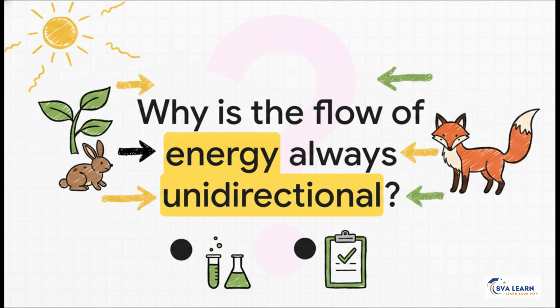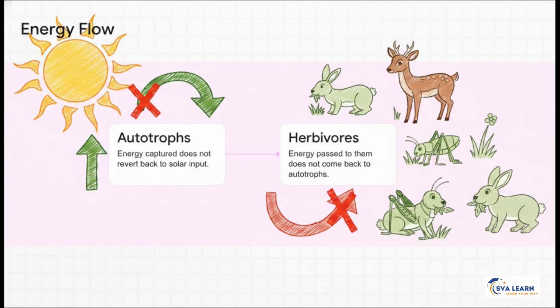And please, whatever you do, don't just write a vague, rambling paragraph. The official key answer specifically requires 2 distinct scientific points to give you full marks. Let's look at how to construct that. You want to stack your answer on the paper exactly like this. Point 1. Energy captured by autotrophs does not revert back to the solar input. Point 2. Energy passed to herbivores does not come back to autotrophs.